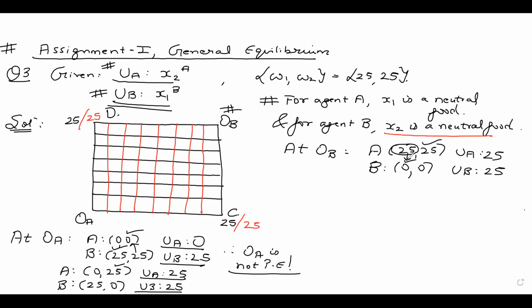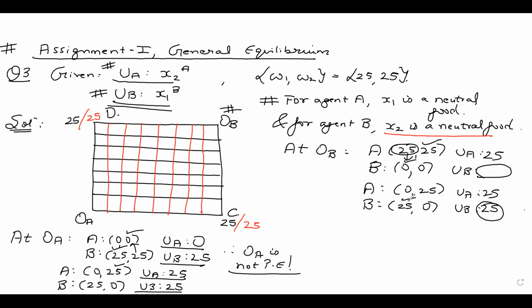A can give all 25 units to B. And if we make this trade, this is the bundle we have. Utility which A gets is still 25, but utility which B gets is now 25. You can see B has become better off than before. Utility which B was getting was 0 here. So B has become better off without making A worse off. Therefore, my allocation OB is not Pareto efficient.